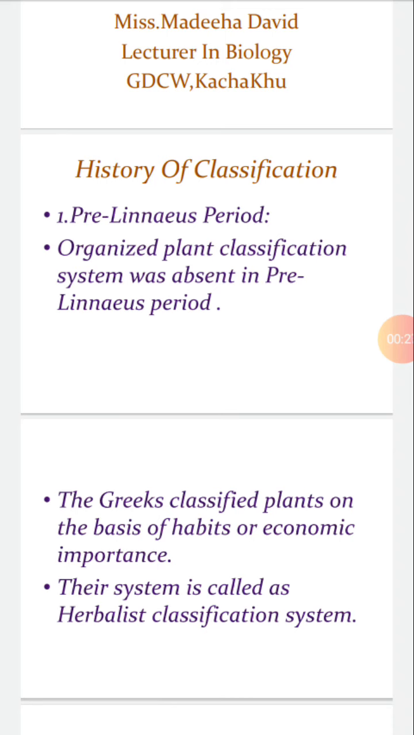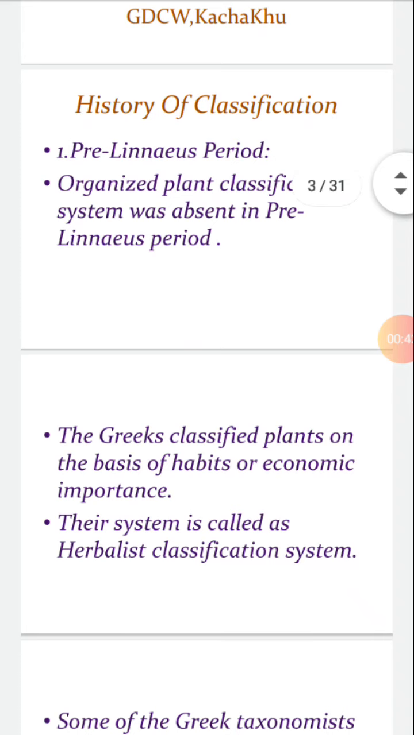The Greeks classified plants on the basis of their habits. Habits means the appearance of the plant. It may be annual, herbs, trees or shrubs, or economic importance. Their system is known as herbalist classification system, from herbs.